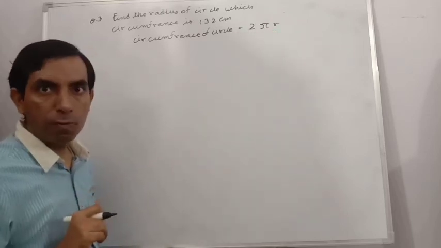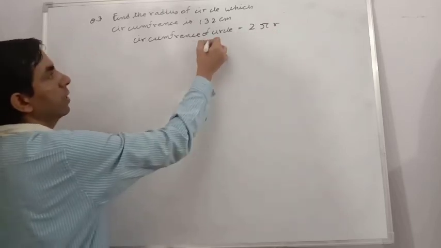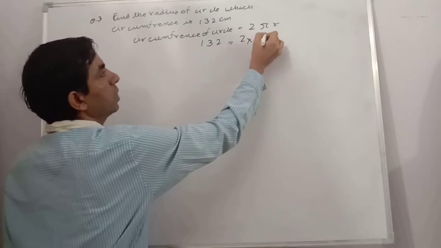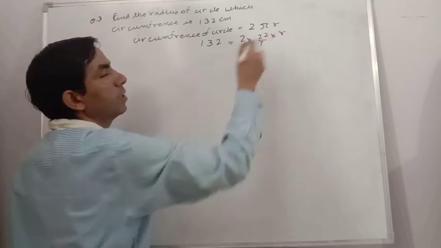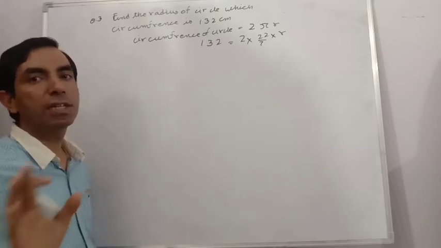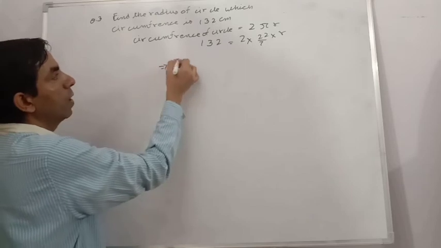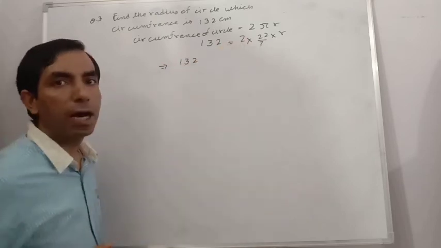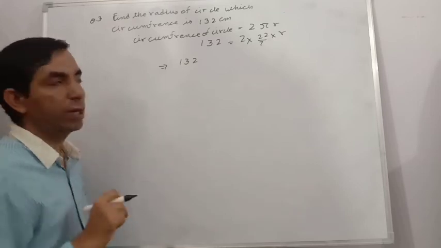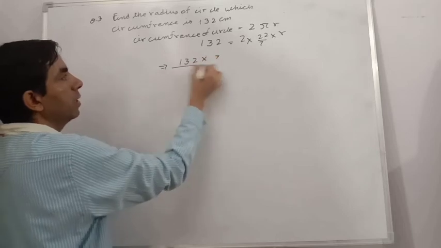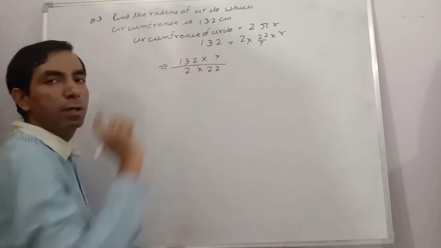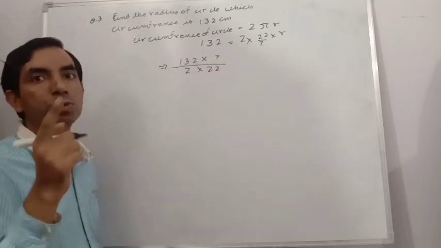Now put the values which are given. Here the circumference of the circle is 132 and 2 is as it is, pi is 22 upon 7 and radius r, we don't know the value of radius. So we take the alphabet on one side and all other things on the other side. So 132, 7 here is in the denominator, when we change the side it goes to the numerator. So 132 multiply 7 in the numerator, and 2 multiply 22 goes to the denominator because changing the side.